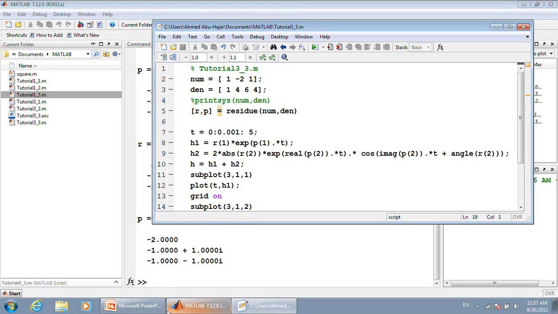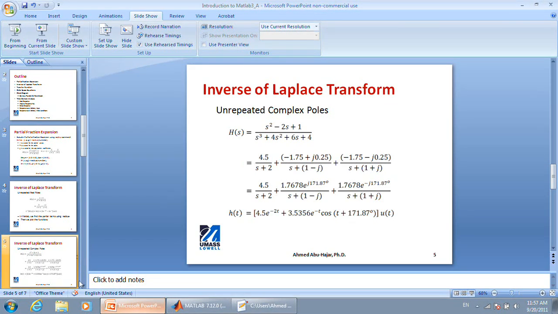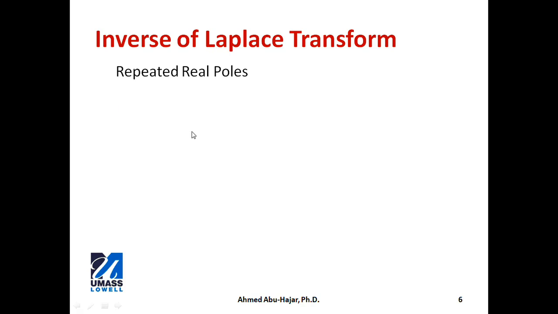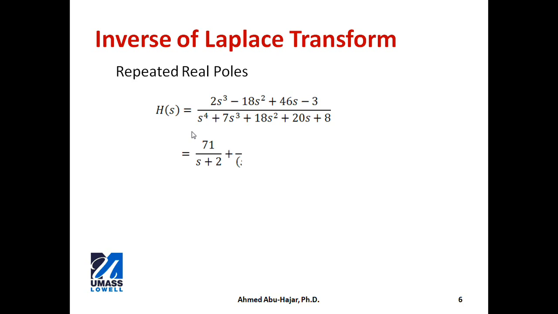So let's move to the last case, to find the inverse here. The last case will be what happens if we have repeated real poles. So we have repeated poles. So in this particular transfer function, when we take the partial fraction expansion, we will end up with those terms. So you can see that I have a pole at s equals 2 repeated 3 times, and I still have another simple unrepeated pole. So I have a repeated pole at s equals 2, 3 times.